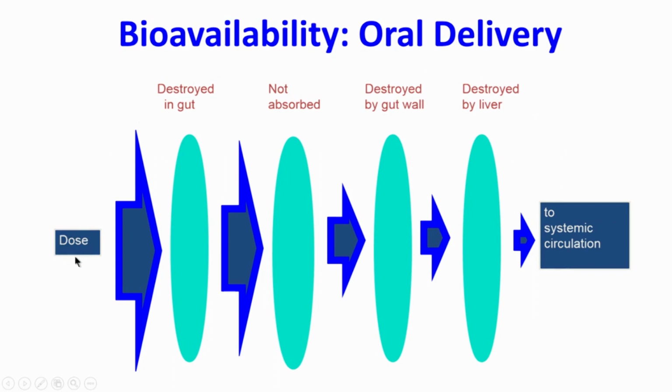So, let us say you take a certain dose of drug. Most of it gets destroyed in the gut itself, then a lot of it does not get absorbed and gets excreted out. Whatever does get absorbed might not be able to pass through the gut membrane itself. So, a lot of it gets stopped there, and whatever does reach through the hepatic portal vein gets metabolized in the liver, and only a small fraction of this. So, you started with a lot of drug here, and only a small fraction is going to the systemic circulation. Whatever now goes into the systemic circulation is essentially bioavailable.